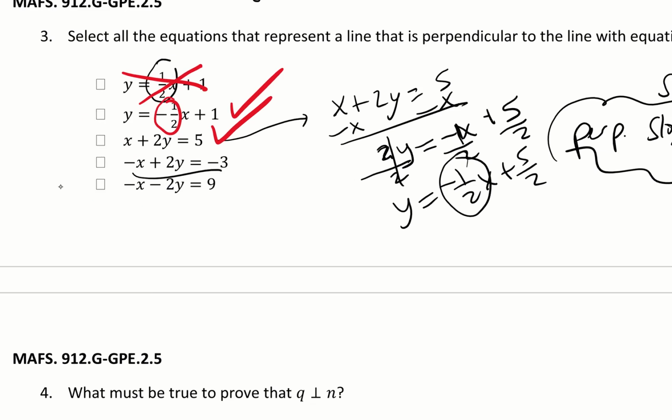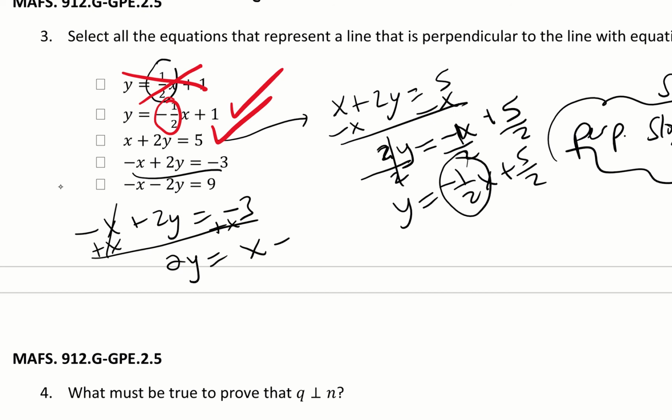Now if you did this one, -x plus 2y equals -3. Well, then if you move the x over, that'd be plus x. 2y equals plus x minus 3. Divide by 2. There's an invisible 1 here. The slope is 1/2. So no, we don't want it to be 1/2. We want it to be -1/2.